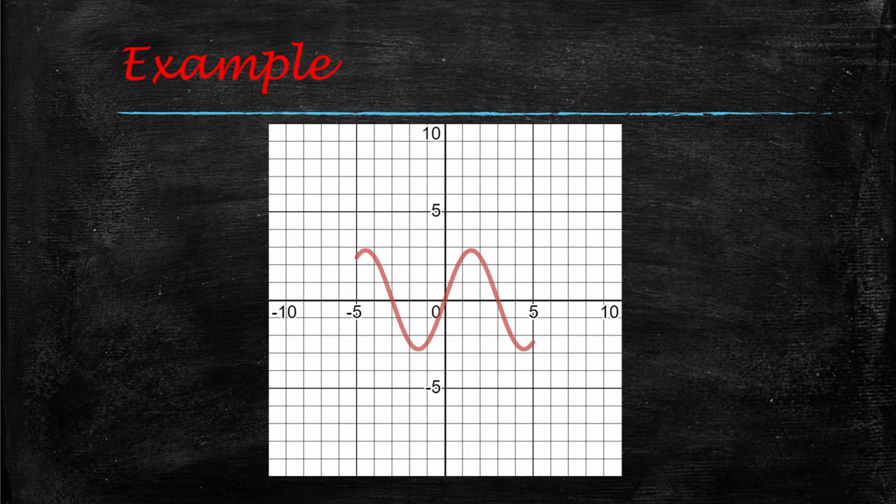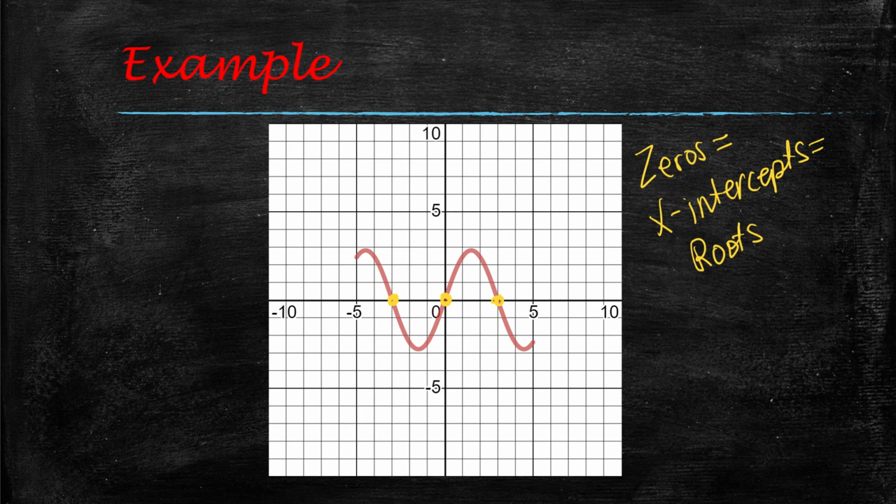So looking at this example, we have 3 zeros. We have a 0 here, we have a 0 here, and we have a 0 here. So again, zeros are the same thing as x-intercepts, and they're the same thing as roots. So we'll use all of those words interchangeably to mean the same thing. All right, so lots of vocabulary words, but make sure you know the definitions of each of them, and we'll do practice in class.